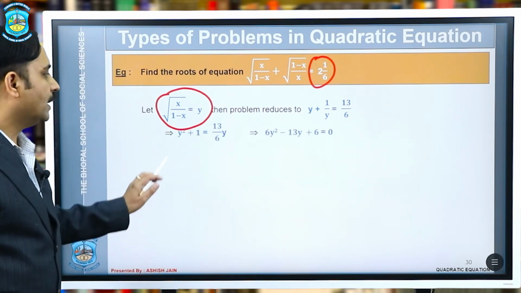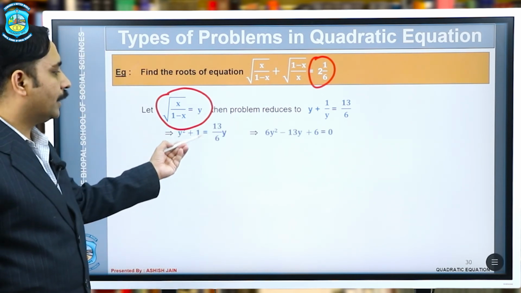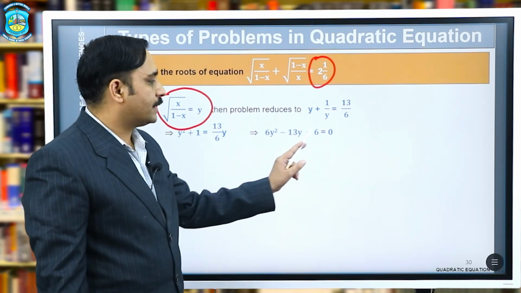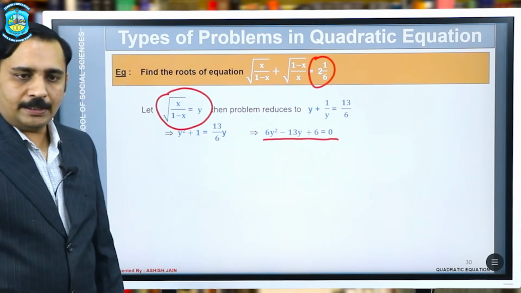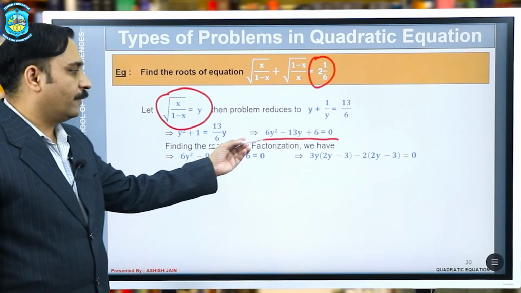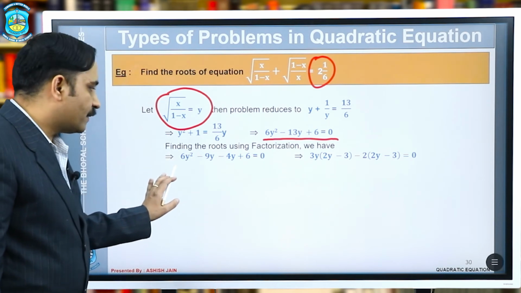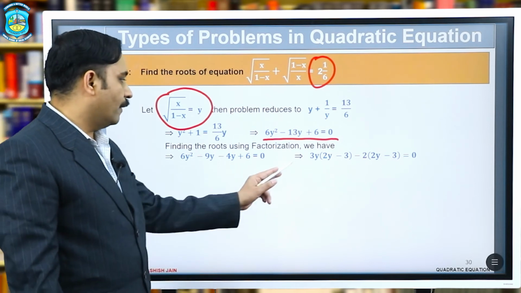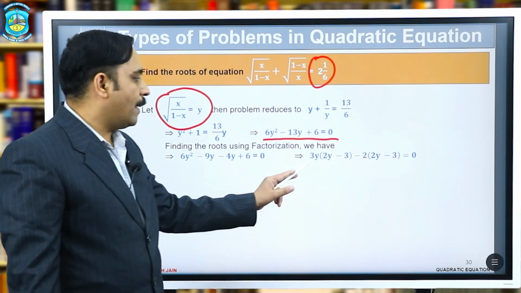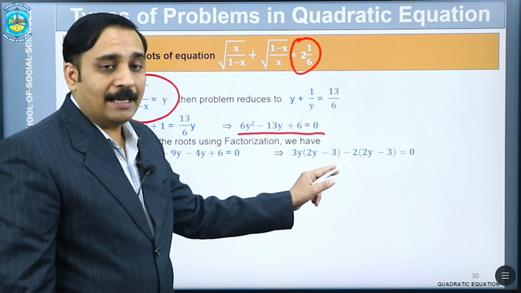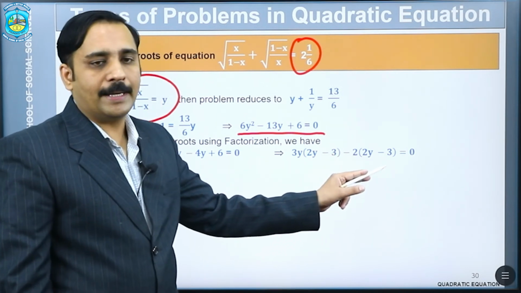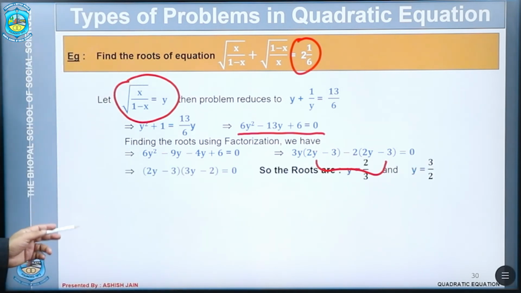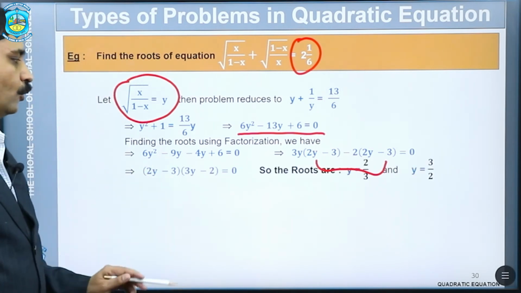So on solving further, we have y square plus 1 is equal to 13 upon 6 times y, which gives 6y square minus 13y plus 6 is equal to 0. We can solve it using any method on the basis of its multiples. So we have 6y square minus 9y minus 4y plus 6 is equal to 0. From the first, I will take common 3y, so I am left with 2y minus 3. From the second, I will take minus 2 common, so I am left with 2y minus 3. Here 2y minus 3 is common to both. So we have (2y minus 3) multiplied by (3y minus 2) is equal to 0.